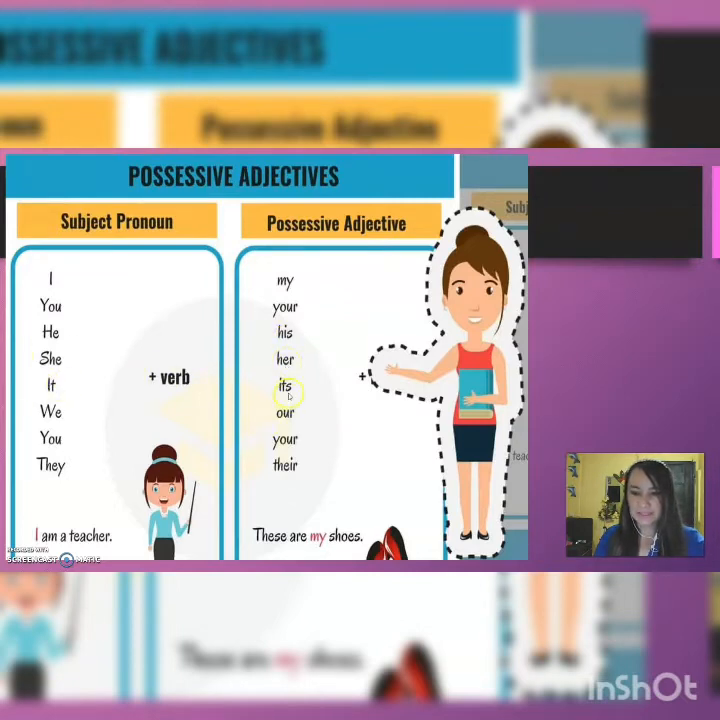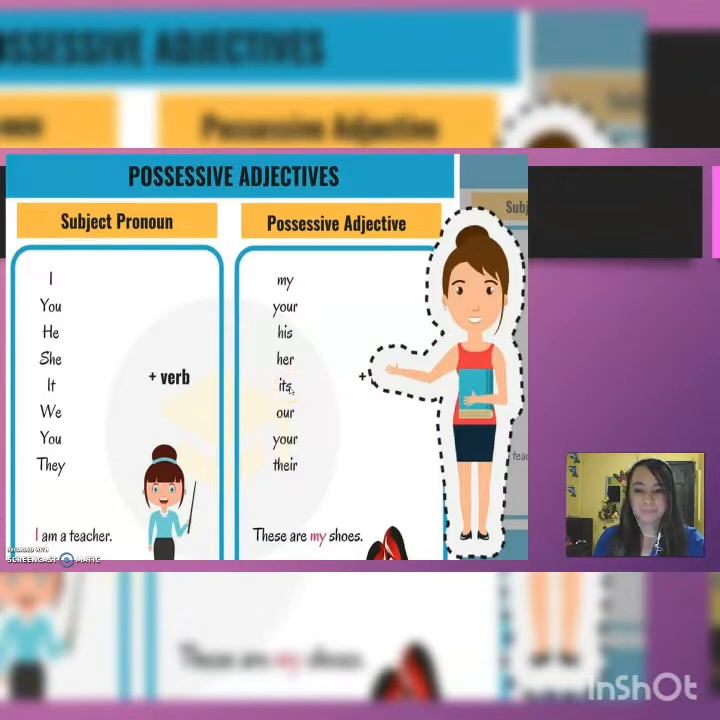It, its. We, our. You, your. They, their. These are called possessive adjectives. My, mío. Your, suyo. His, de él. Her, de ella. Algo que le pertenece a cada persona o que nos pertenece.